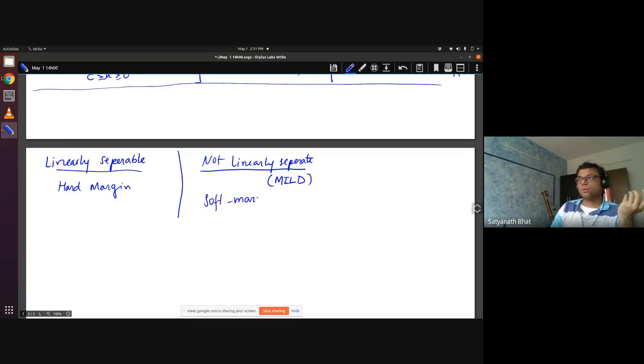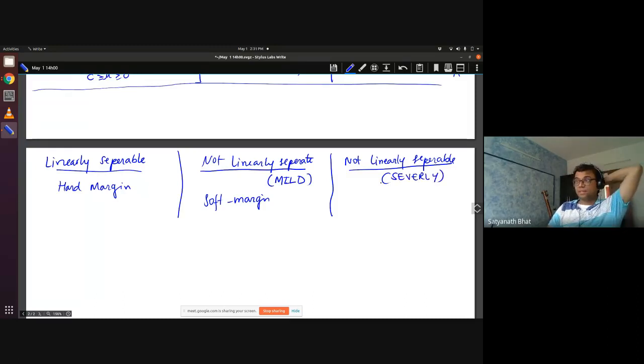Okay, so now we will look at if it is not linearly separable, and severely not linearly separable. Okay, severely. So that means you cannot really hope to get any linear separations possible at all. Then what do we do? That leads us to what is called kernel SVM. Okay, so that is what I'm going to describe now.